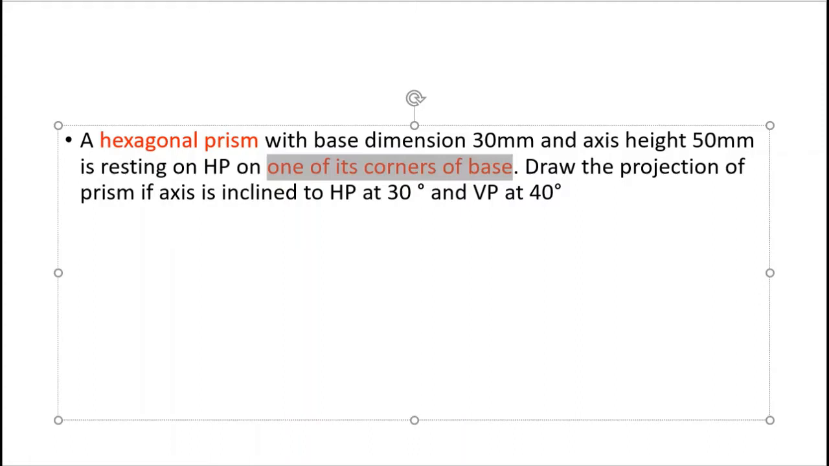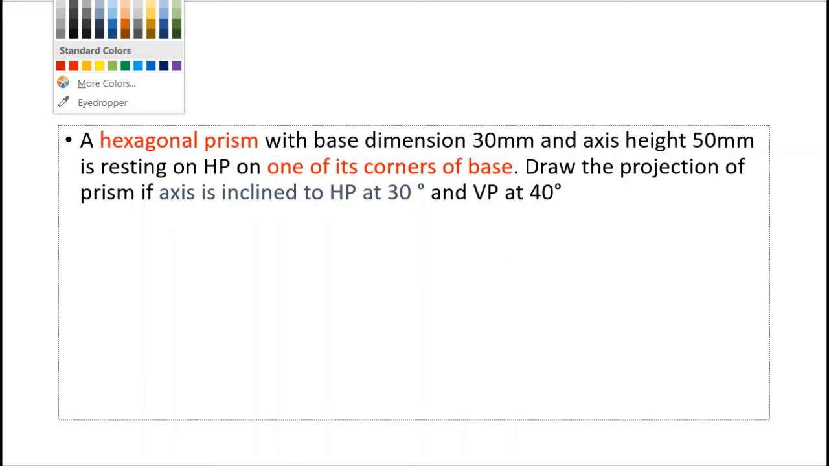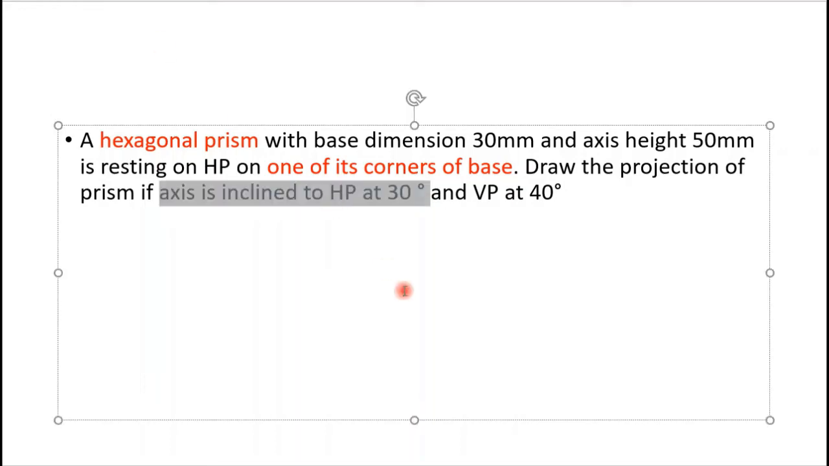In the second step we need axis inclination with respect to HP, and here it is given that the axis is inclined to HP at 30 degree. This information is needed for the second step. In the third step the same axis is making 40 degree with respect to VP. So whenever the same axis line is inclined to both HP and VP, we have to find out apparent inclination in the third step, or we have to take locus and copy in the final step.